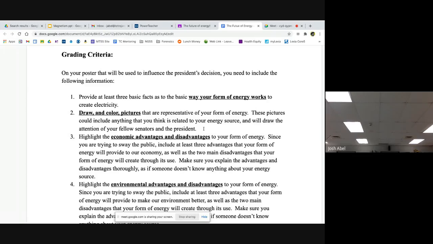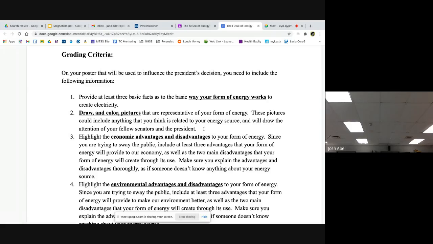So when I say economic advantages, these are things that are good. They're going to make a lot of money. If it's an economic disadvantage, it's something that's going to cost a lot of money. Everybody understand that? Yes. Okay, good. Well, there we go.